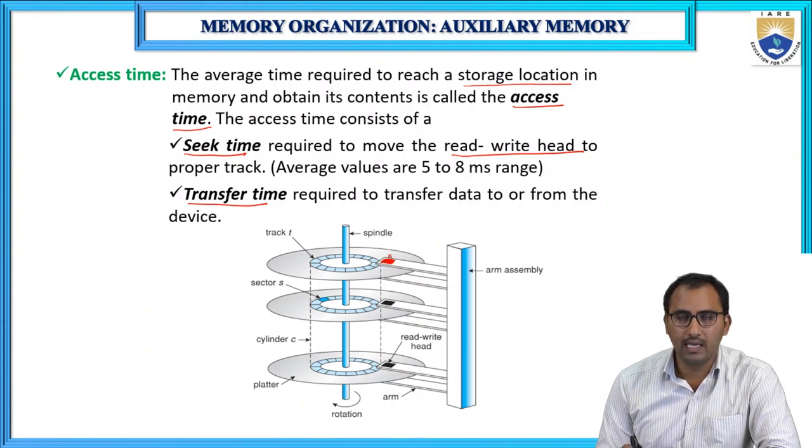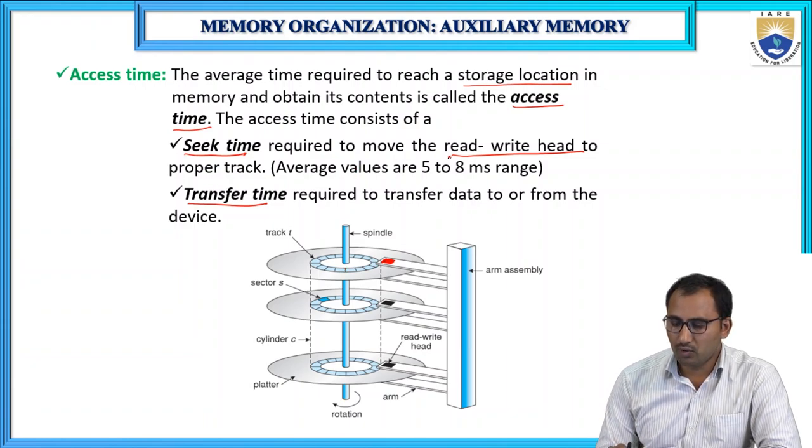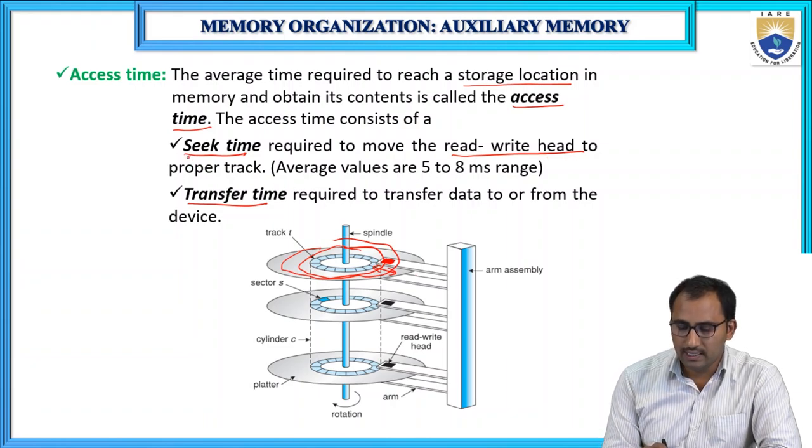So this is the read or write head. Using that head, we can either read or write the data into that particular track of this magnetic disc. So seek time is required to move the read or write head to the proper track. This magnetic disc has tracks in a circular fashion. These are the tracks. The read or write head moves forward or backward. The time required to move the head to the proper track is called seek time.